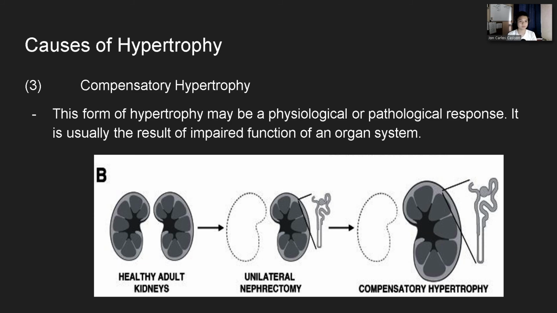The third is compensatory hypertrophy. This form of hypertrophy may be a physiological or pathological response. It is usually the result of an impaired function of an organ. For example, unilateral nephrectomy. As you can see in the figure, the first is both normal kidneys. When it undergoes unilateral nephrectomy, due to the removal of the left kidney, the other kidney that is left will have to do the excess work that is given. Therefore, it becomes larger in size due to the increased workload.